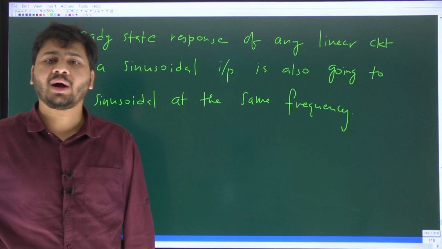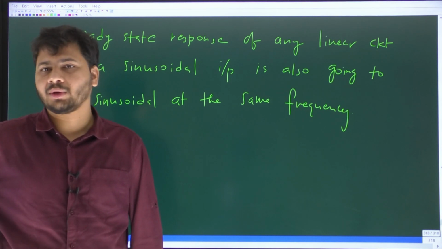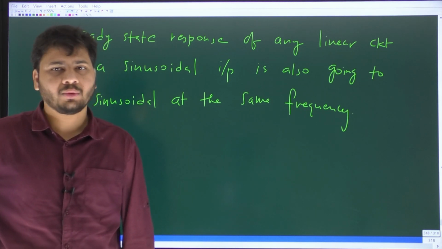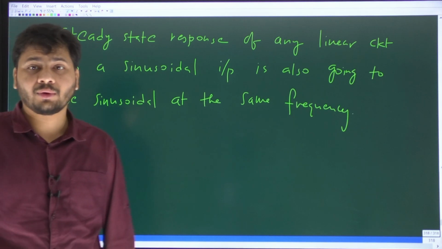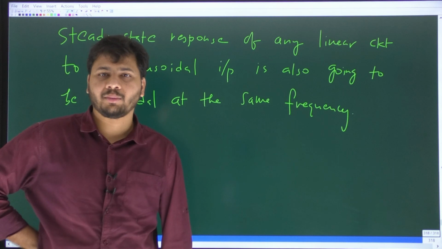But what is same for all the voltages and currents? Frequency is what? Same. Amplitude can be different for different quantities. Even phase angle can be different for different quantities. You understood? This is true for any linear circuit. So what is the bottom line here?